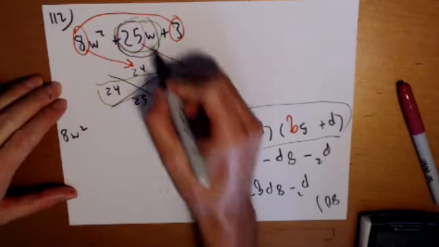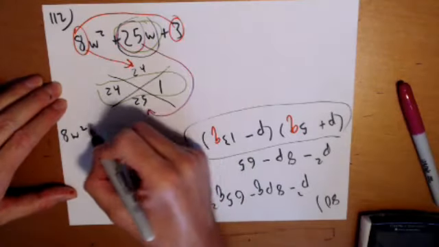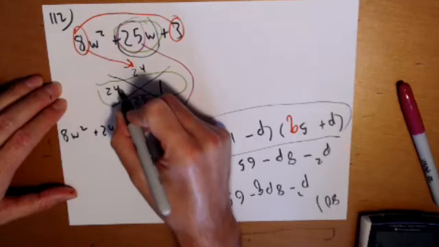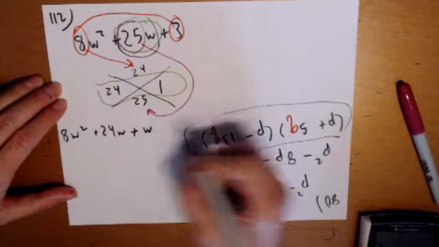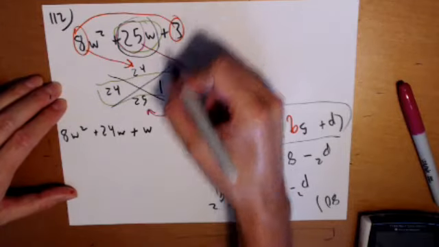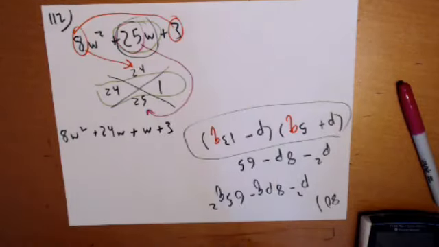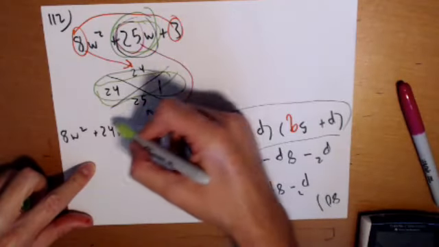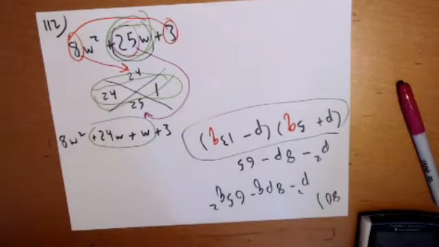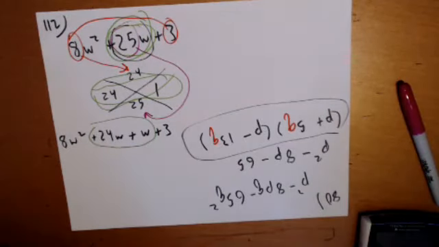8w squared. Now instead of 25w, I'm going to replace it with 24 and 1. 24w plus 1w. I don't put the 1 because I'm lazy. And then put the plus 3. So notice this 25w was replaced by those values right here. Now we're actually back on familiar grounds.